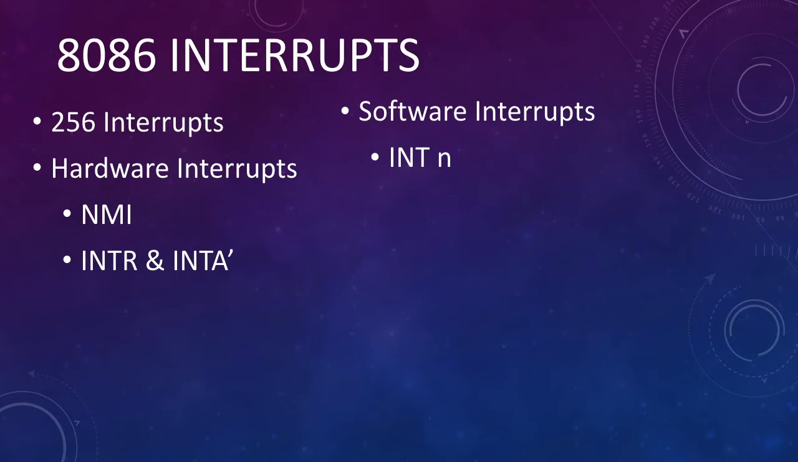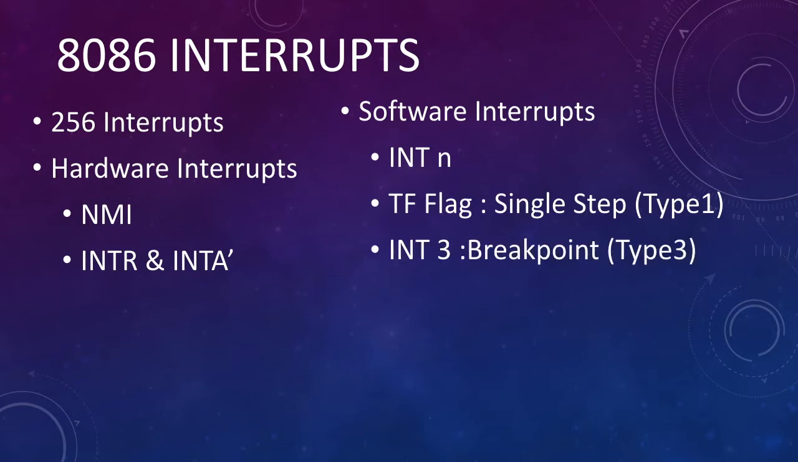It's a software interrupt, that is, you write this instruction and an interrupt is generated. Then if the trap flag is set, this interrupt is generated. It is for single step execution. It's a type 1 interrupt. Then we have an instruction INT3. This basically generates a breakpoint interrupt. It's a type 3 interrupt.